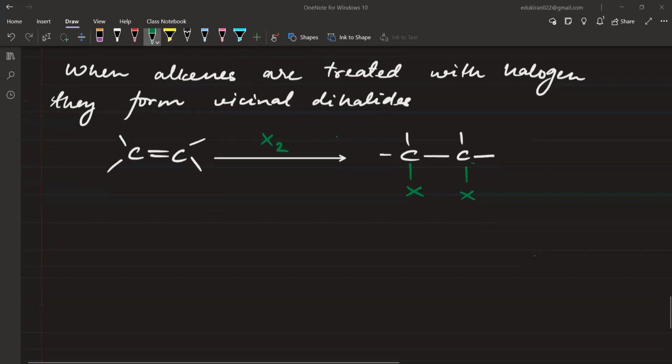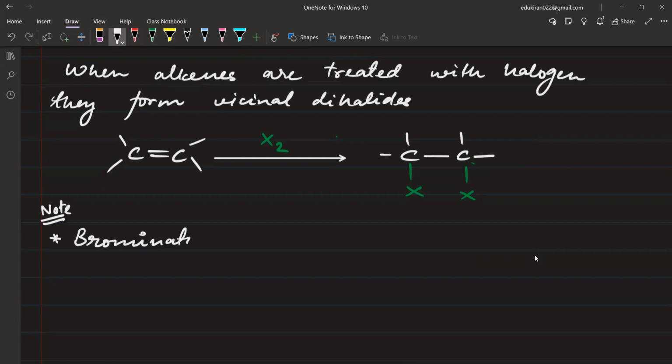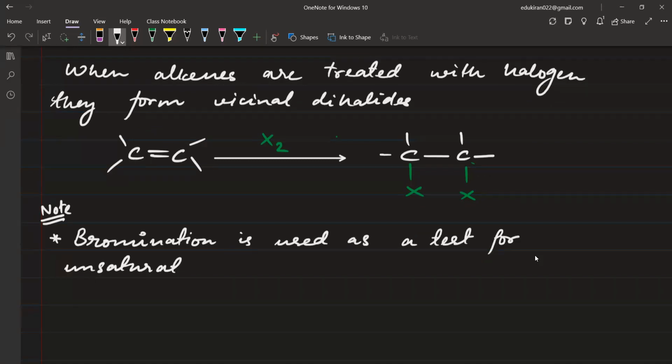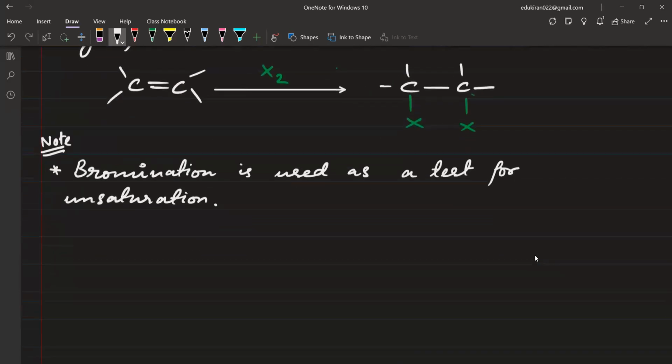Right, next. Write a note. Bromination is used as a test for unsaturation. Unsaturation simply means presence of a pi bond, presence of double or triple bond. So if you have a double bond, let us suppose I have CH2 double bond CH2, I will treat this with Br2.